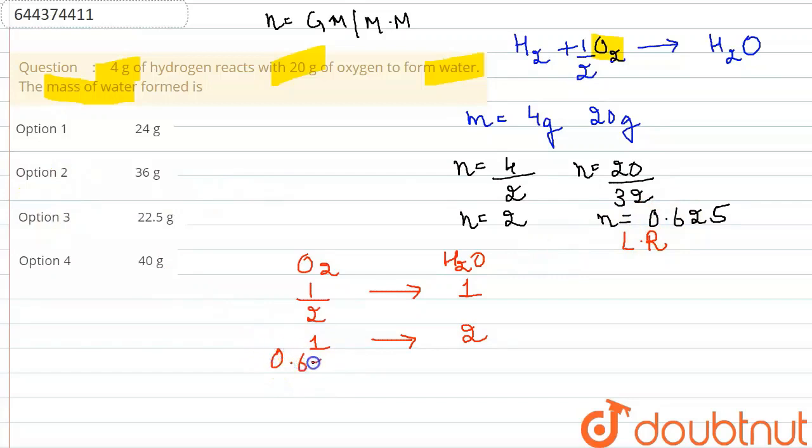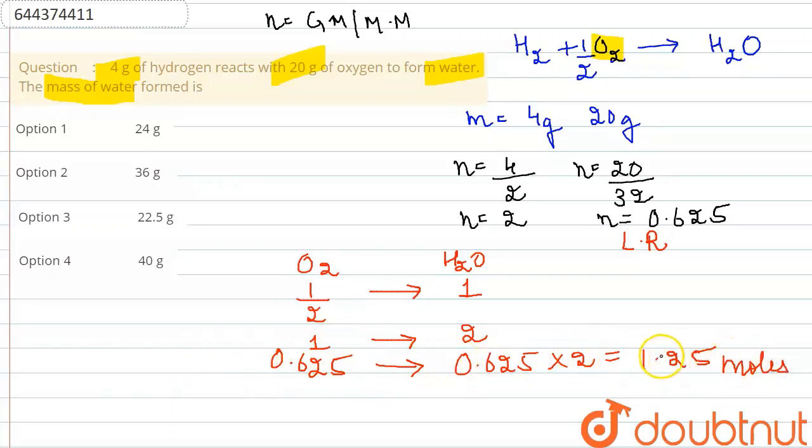So 0.625 will form how many moles? It will form 0.625 into 2 moles, which is equal to how many? Which is equal to 1.25 moles. That is from 0.625 moles of O2, 1.25 moles of H2O is formed, right?